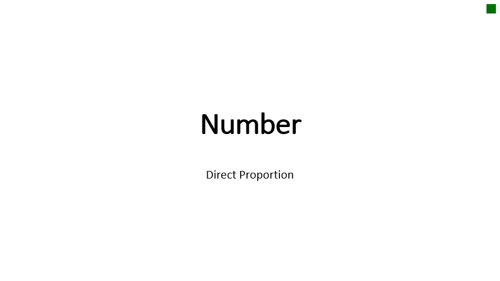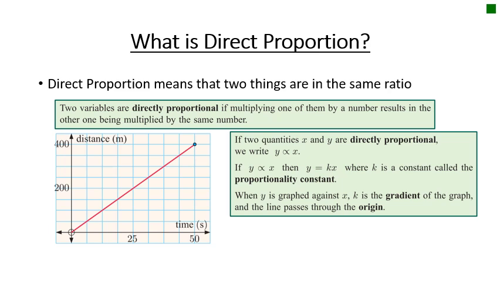This video tutorial looks at the mathematical strand of number, and more specifically we're going to focus on direct proportion. So what is direct proportion? Basically, direct proportion means that there are two things or two variables that are in the same ratio. So effectively, if you multiply one of them by a number, it results in the other one being multiplied by the exact same number.